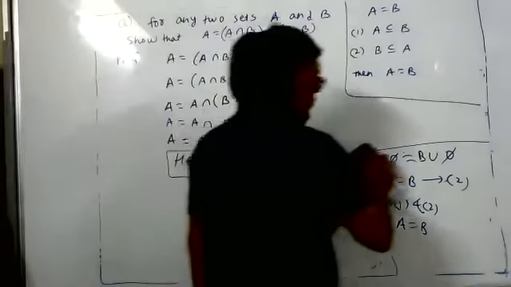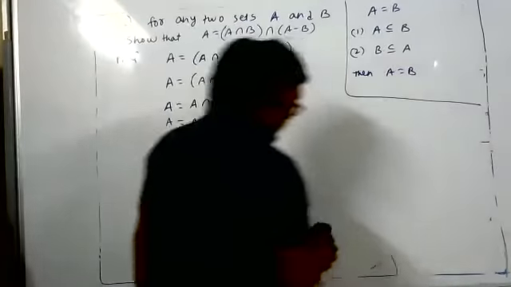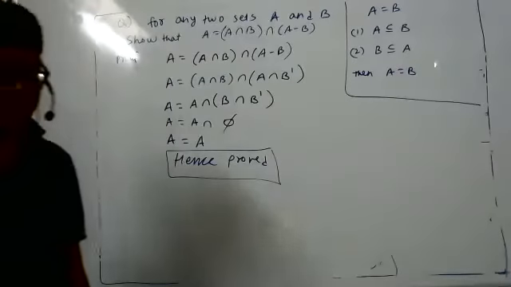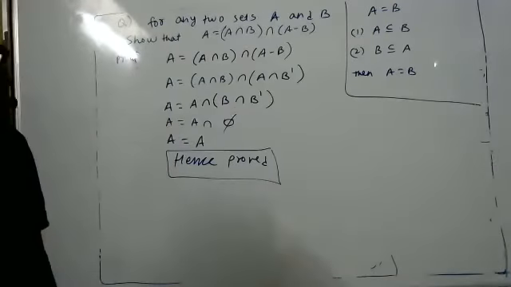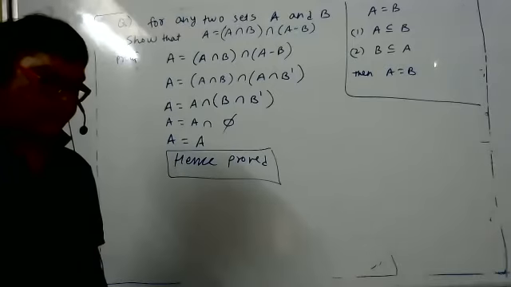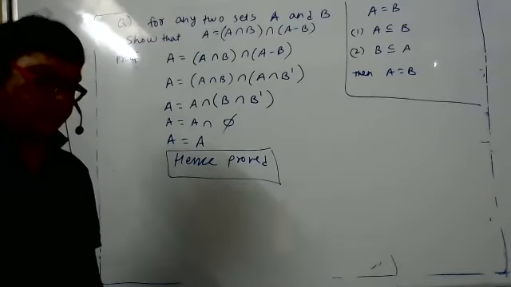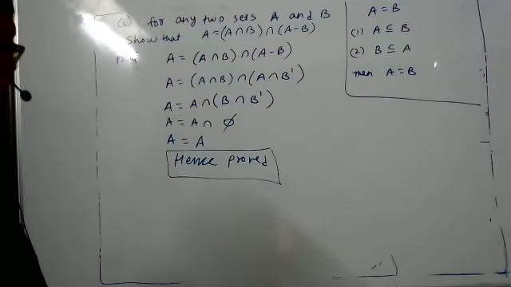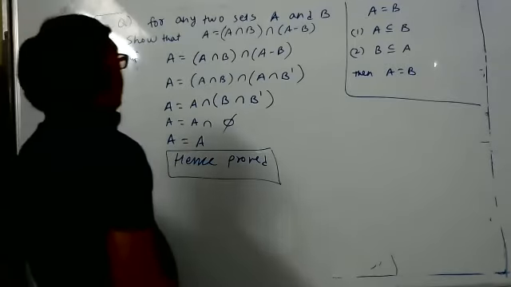Again, I'm telling you, sir, A intersection null set. So is A equal to null set, no, sir? Null set is not. Yes, sir. It is null set only.